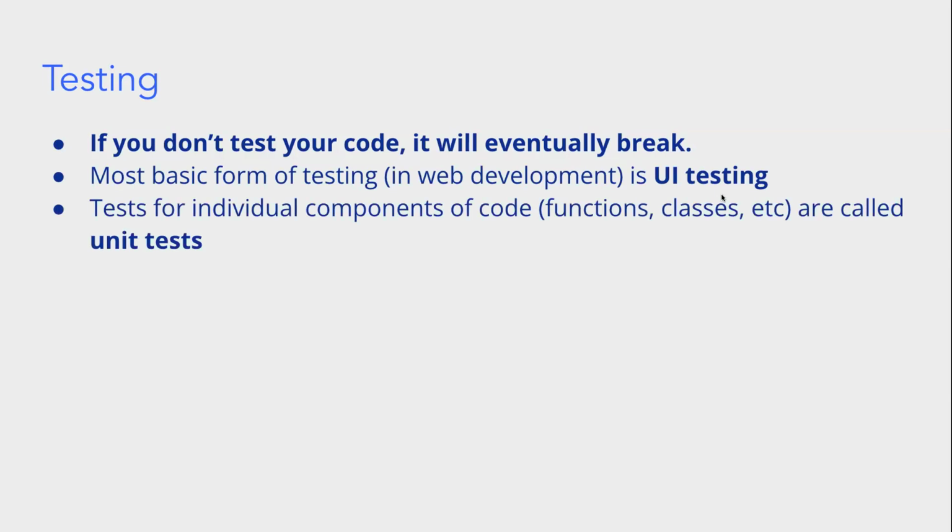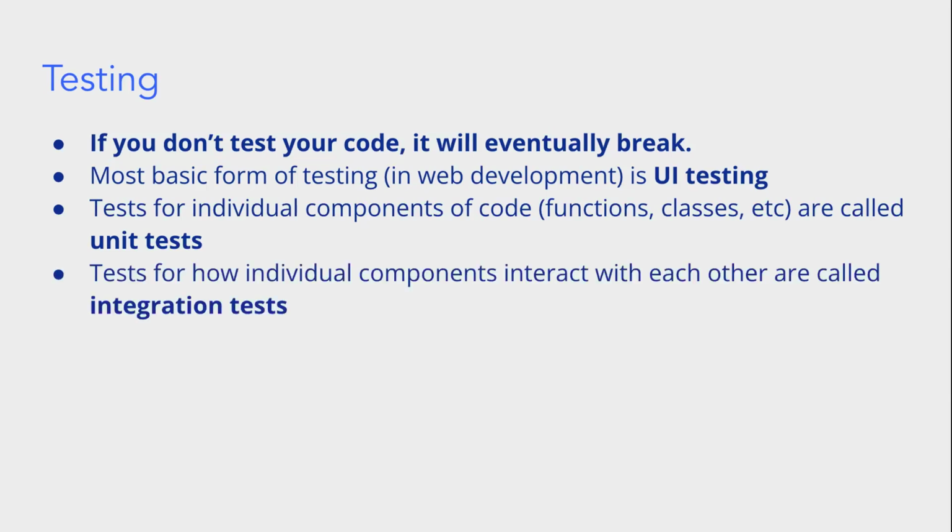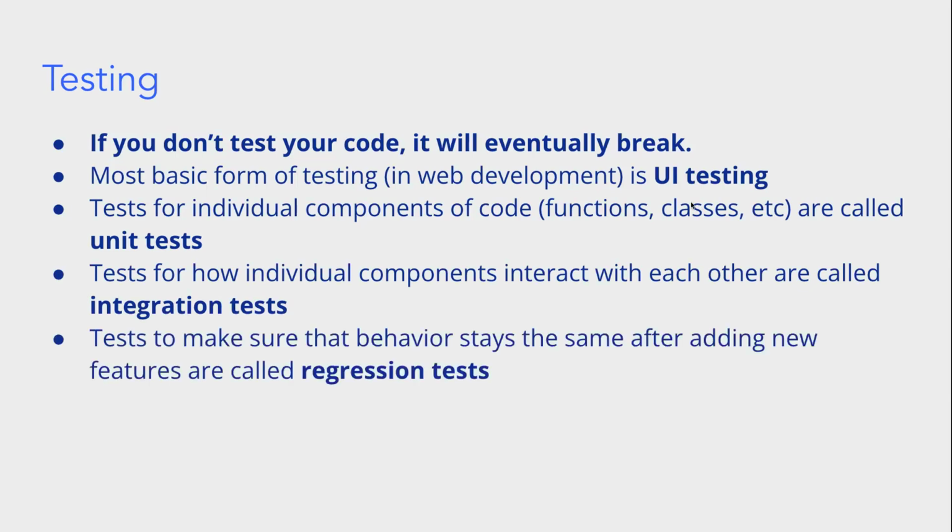We also have automated test cases like unit tests, where you check individual components of your code, such as specific functions or classes, to make sure that they work. And we also have integration tests, which is how we test that components of your code interact with each other and work. There's also regression tests. This is just to make sure that as you add more and more features to your web app, the behavior stays as you expected before. So basically this means that your expected behavior stays the same even after you add new features.